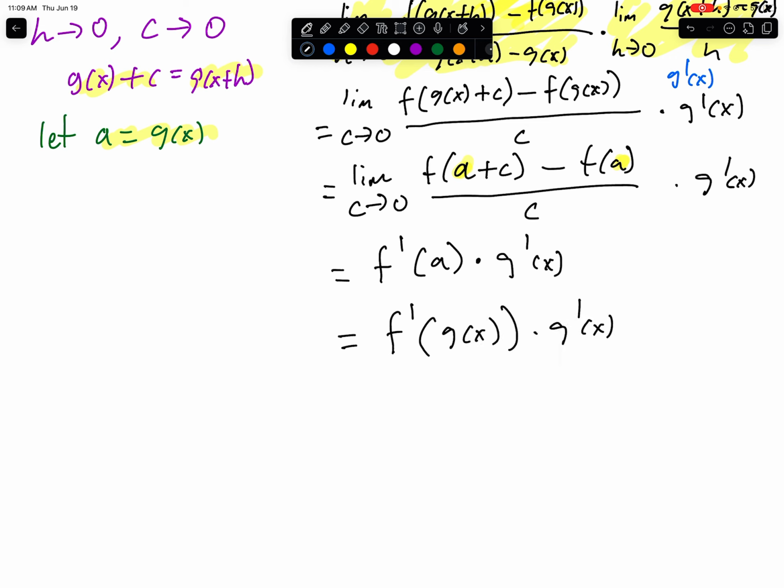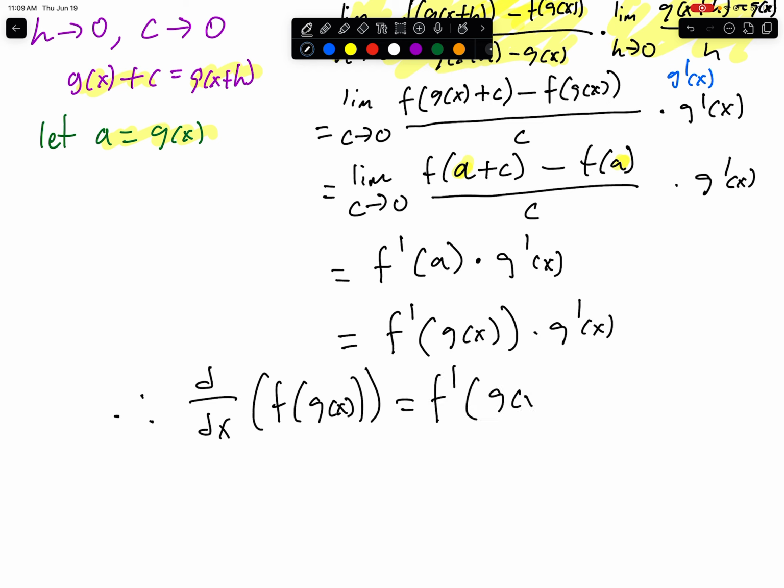So we can say, therefore, d/dx of f of g of x is the same as f prime of g of x times g prime of x.